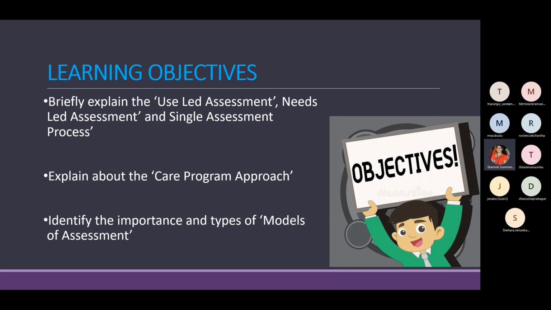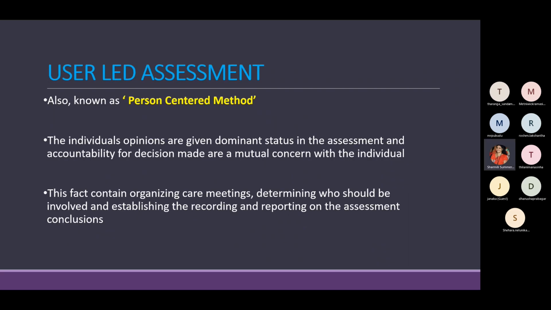First, we see the user-led assessment. So what is this user-led assessment? The basic concept is patient-centered care. The other word for this assessment is patient-centered care. Here we are mainly focusing on the patient or the client. The individual's opinions are given dominant status in the assessment, and accountability for decisions made is a mutual concern with the individual. So when you are gathering information from the patient, you are focusing on the patient.